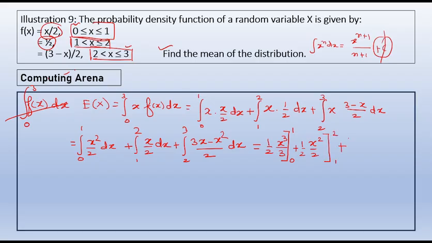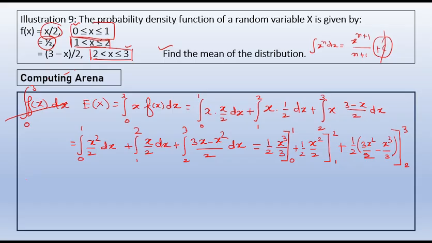Then we come to the third part. This part we have half, let us pull outside, and then thrice x will become 3x square by 2. Half we have already pulled outside, minus this will become x cubed by 3. So bracket, and then this is equal to, range 2 to 3.